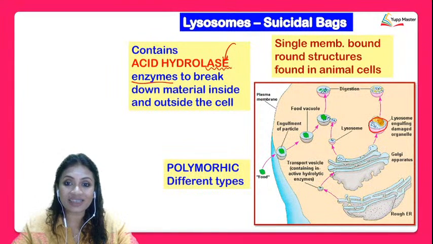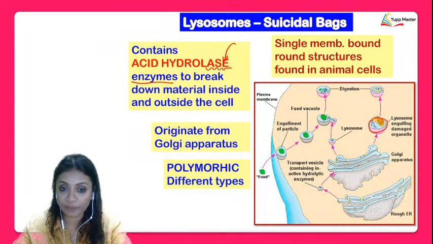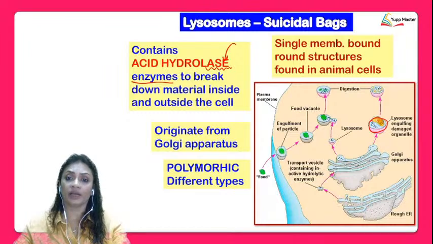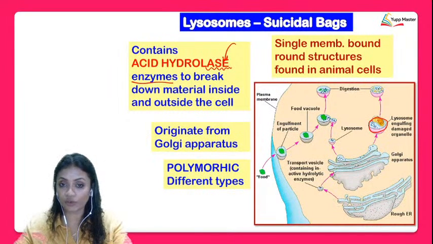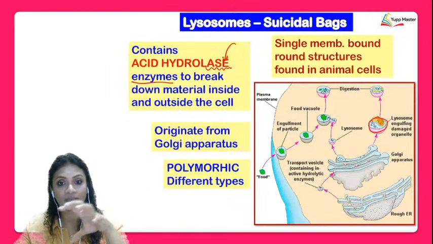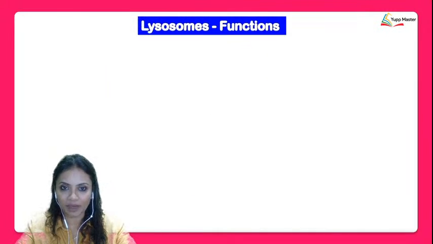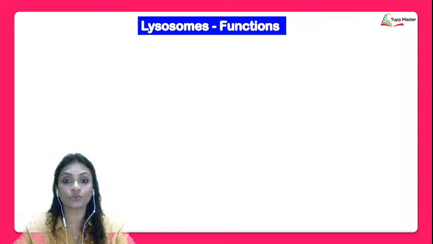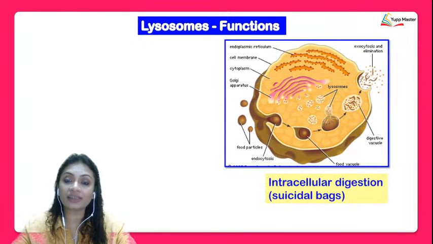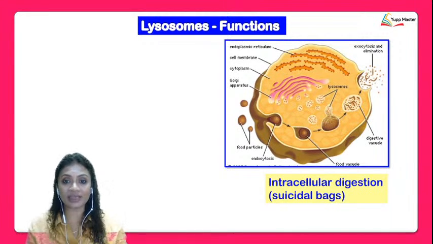Now we see that the lysosomes can be polymorphic, meaning that they can have different types, different shapes. And where are they exactly arising from? Remember, lysosomes arise from the Golgi apparatus. So from endoplasmic reticulum would arise Golgi bodies, and from Golgi bodies would arise the lysosomes. Now coming to the main important part. What are the functions of the lysosomes and why are they called the suicidal bags? Lysosomes majorly deal with intracellular digestion.